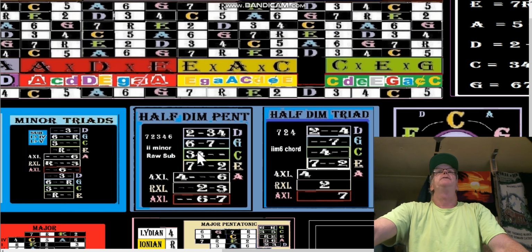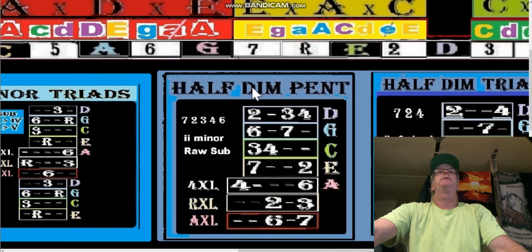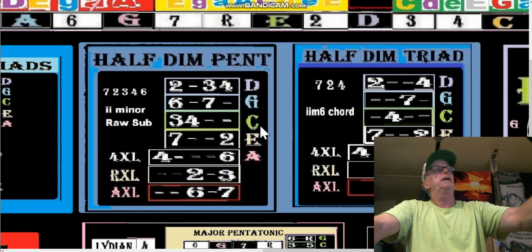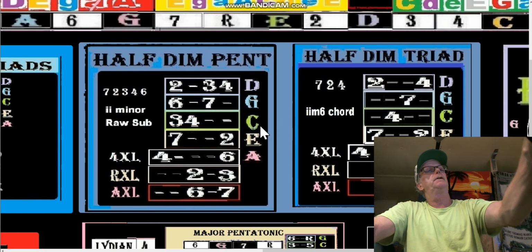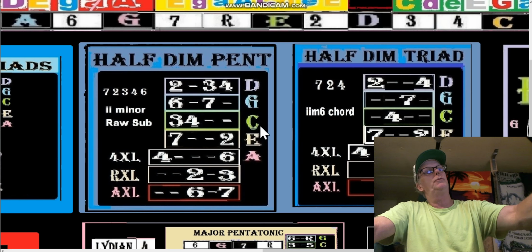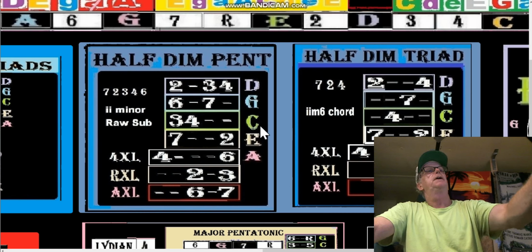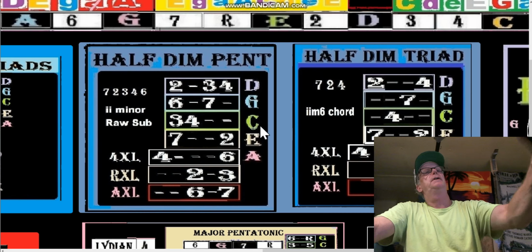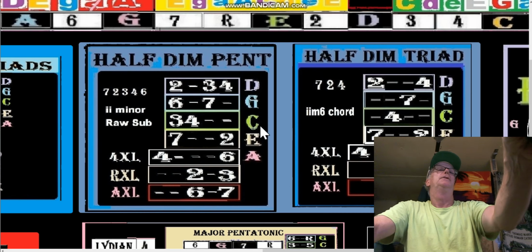So here's the half diminished pentatonic. What I want to explain to you is how we get the half diminished pentatonic. Again, with the regular root pentatonic, we have root, 2, 3, 5, 6. For the fourth we have 4, 5, 6, root, 2. For the fifth we have 5, 6, 7, 2, 3.